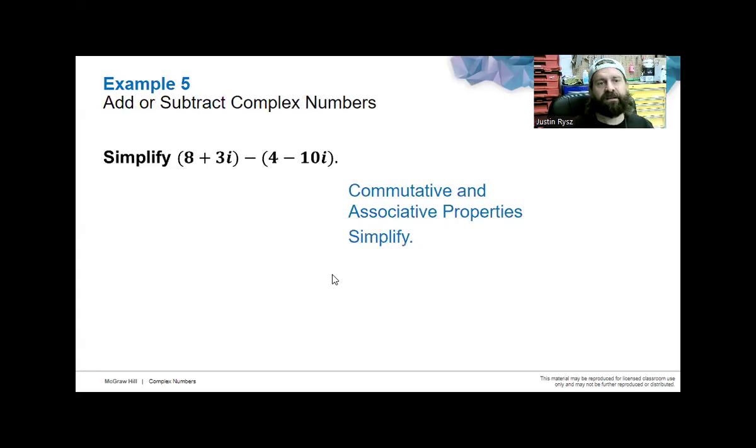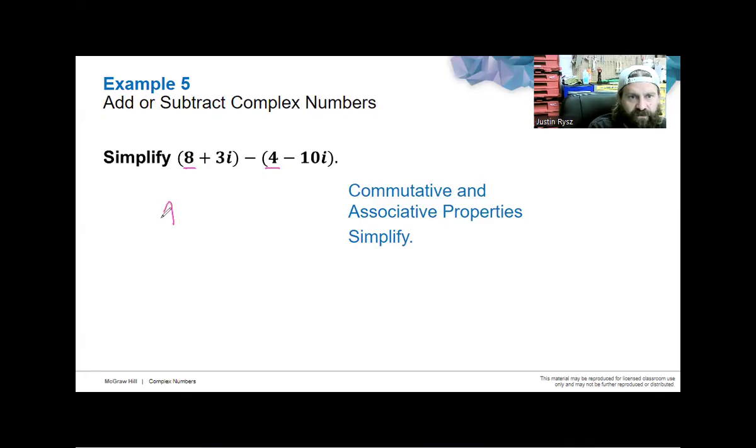All right, now when we're combining like terms here, adding or subtracting, we just look at it like if they were x's. We can combine the real numbers together. 8 minus 4 is 4. And then we can combine the imaginary parts together. 3 minus -10 would be 3 plus 10. So we get 13i. So we just use the normal rules that we did before. We're just simplifying along the way.